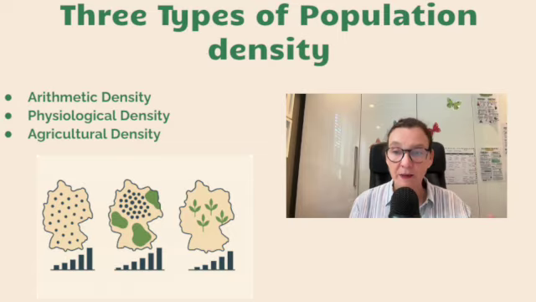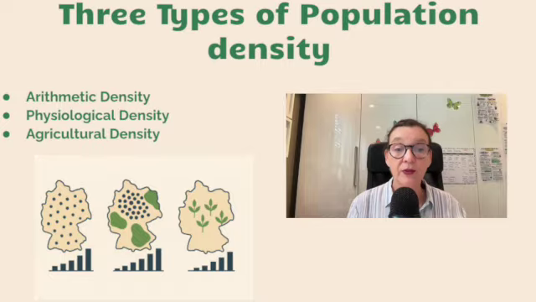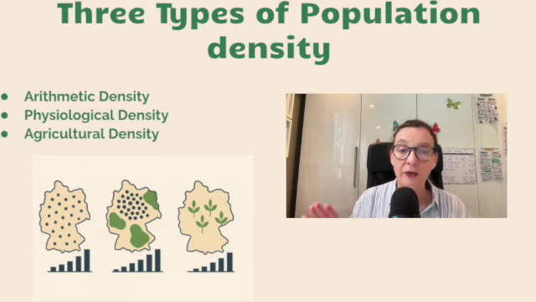The last one is agricultural density. So this is the number of farmers divided by the amount of arable land. So this tells us how many people are actively working the land. So listen to this now.